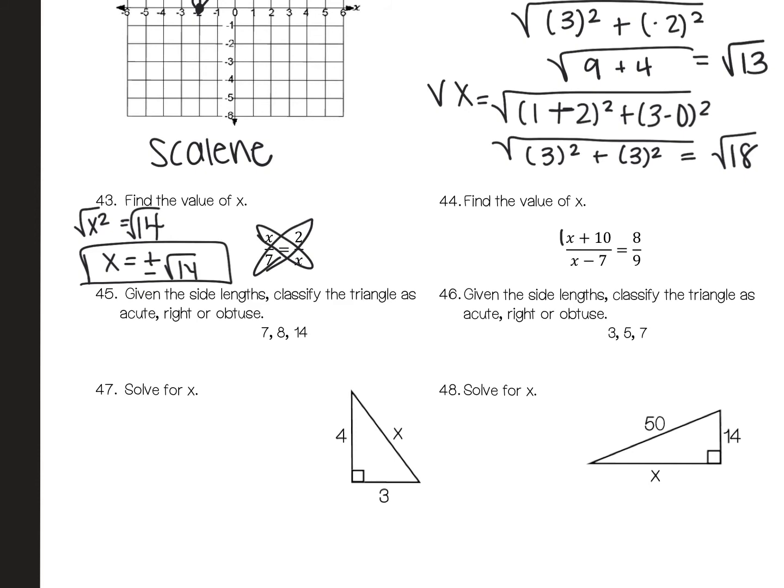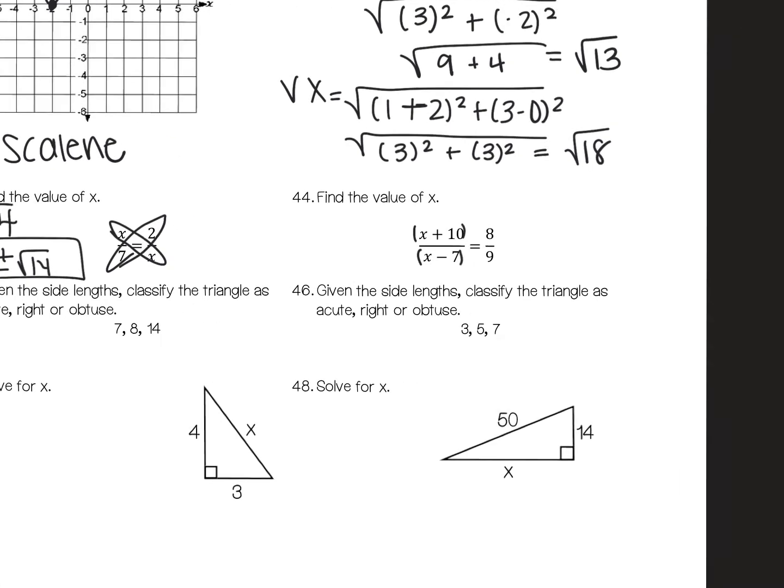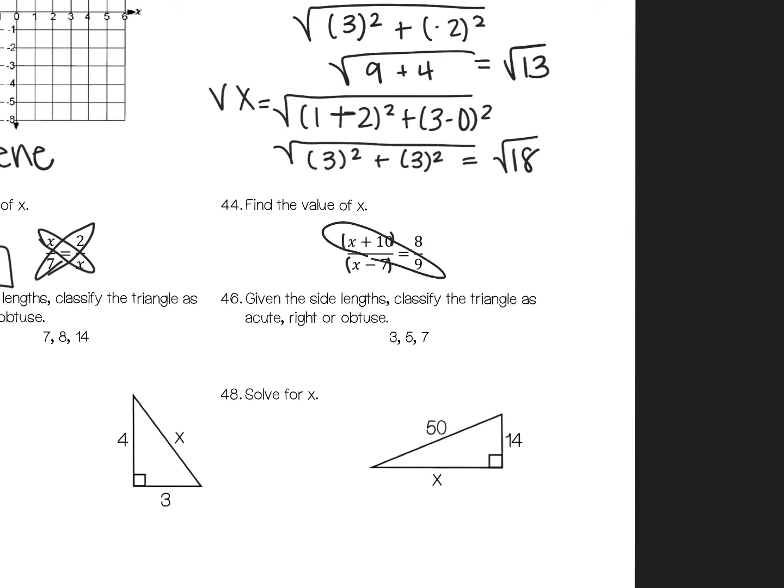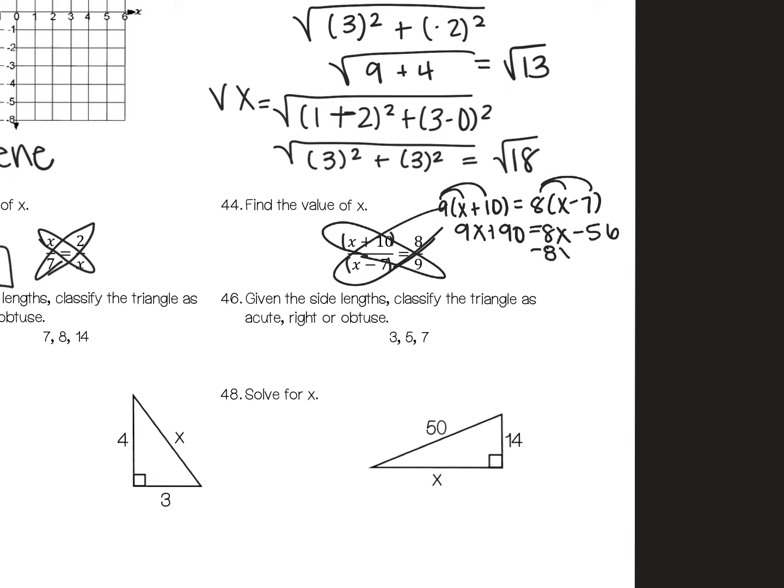On 44, we want to put these in parentheses before we start solving. And then we're going to go ahead and cross multiply. So I have 9 times the quantity x plus 10. And then I have 8 times the quantity x minus 7. And then I'm going to go ahead and distribute both. So 9x plus 90 equals 8x minus 56. Subtract 8x from both sides, and then subtract 90 from both sides, and x equals negative 146.